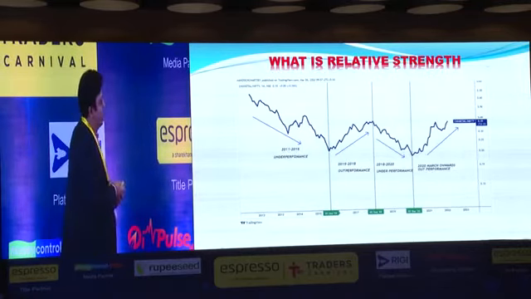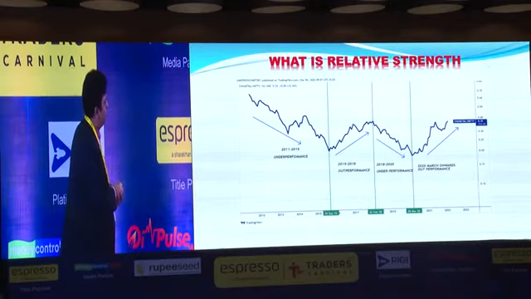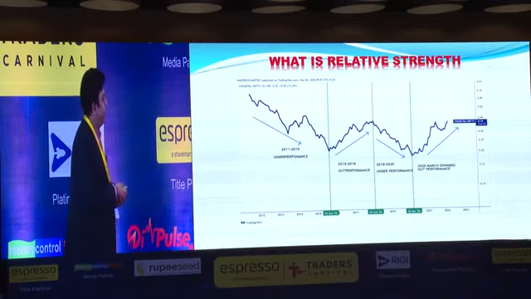Metals, again monthly chart, CNX Metal divided by Nifty. 2011 to 2015, gross underperformance. 2015 to 2018, metal stocks were outperforming. Then 2018 to 2020, again underperformance. Not a period where we would like to be invested in metal stocks.